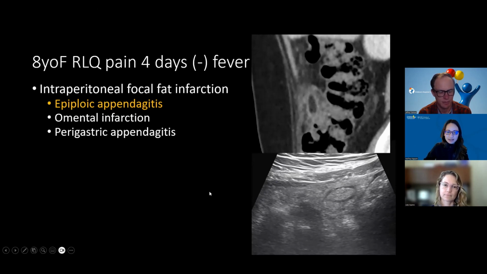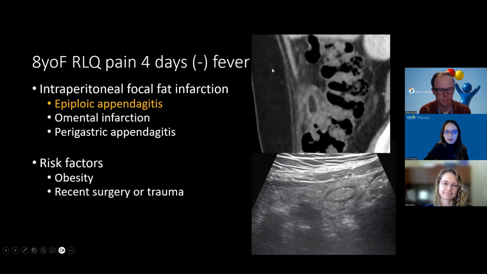But technically, I guess it doesn't matter because it's all conservative treatment anyways. And all the risk factors are the same for all of these, and it includes obesity. So you can see that there's increased anterior abdominal wall fat, as well as mesenteric fat too, for this 8-year-old female. If these things are secondary, then any kind of prior surgery or trauma can cause these focal fat infarctions.